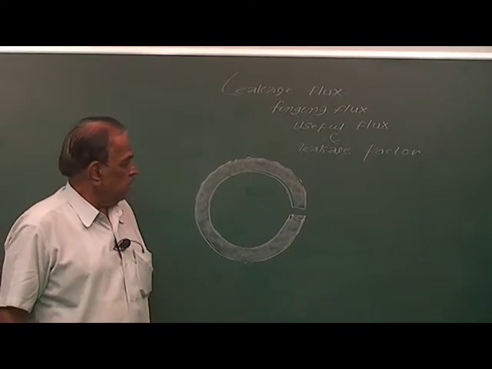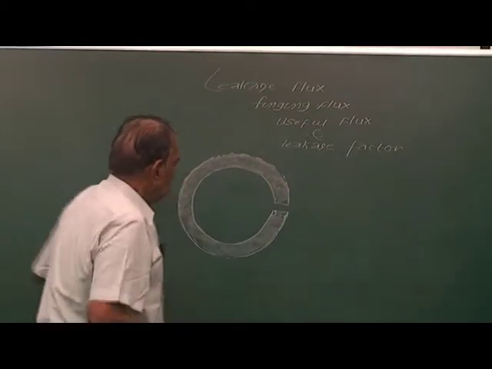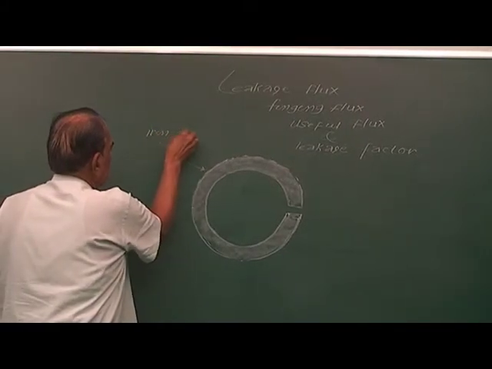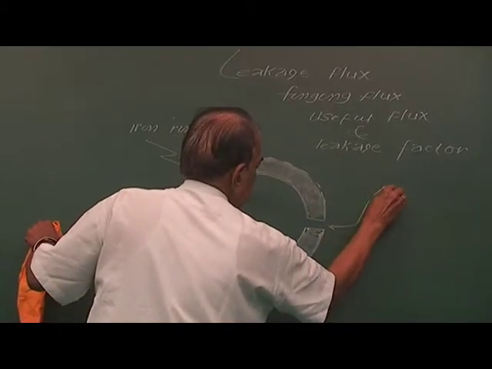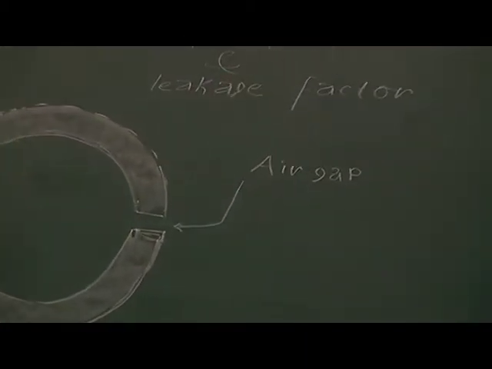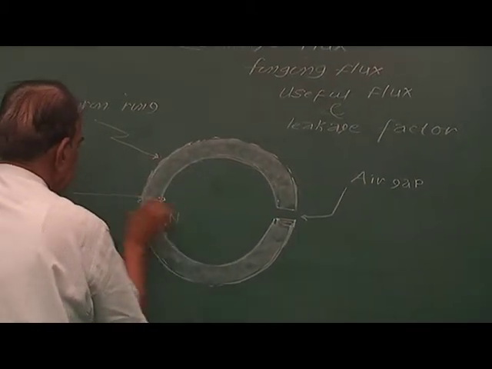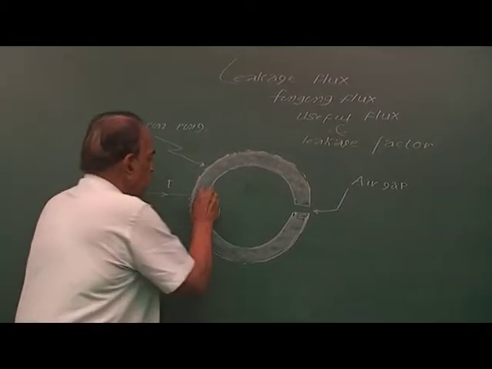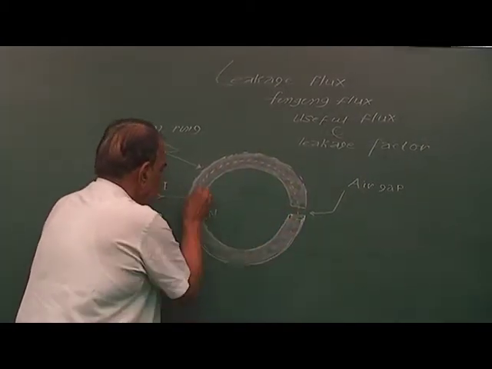Leakage factor. In any magnetic circuit, you know that air gaps are provided. So this is an iron ring or ferromagnetic material ring having air gap. And when this is excited by a coil having n number of turns carrying current I, it produces the flux, and that flux will pass through the core as well as the air gap, and come back.